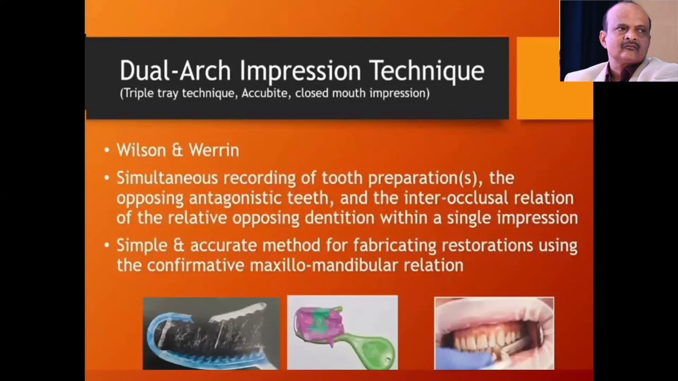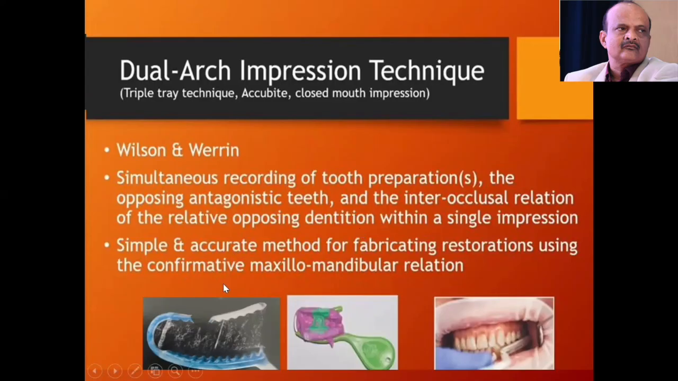Dual arch impression technique as recommended by Wilson and Berry. This is also known as the triple tray technique, closed mouth impression technique. Here the simultaneous recording of the tooth preparation, opposite antagonist, and interocclusal relation are recorded. It is a simple, accurate method for fabricating restorations using a conformative maxillomandibular record. So this is recommended for use in single unit restorations, inlays, onlays, or tabletop restorations.